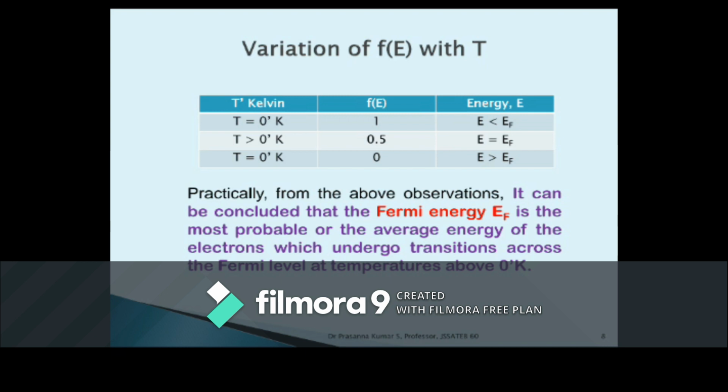Now you see that this f of E is scattered between 0 to 1. What is the average value of 0 and 1? It is 0.5. So the average value of f of E is 0.5, where the energy is E equal to EF. What is that EF? EF is nothing but the Fermi energy. So now we can define Fermi energy as the most probable value or the average value of energy of those electrons which undergo transitions across the Fermi level at temperatures above T equal to 0 K.